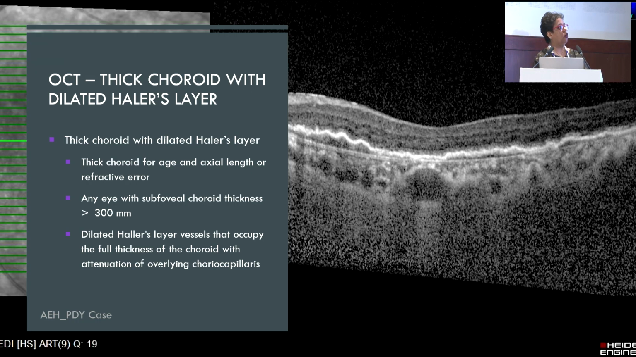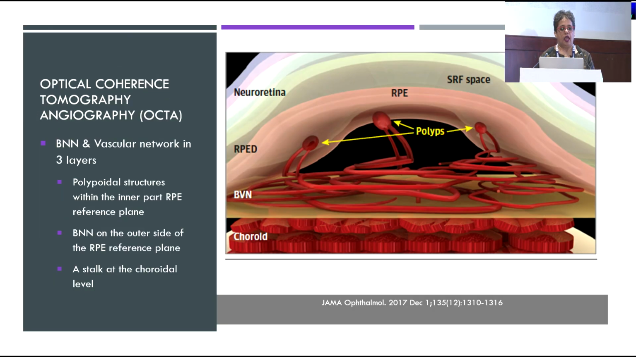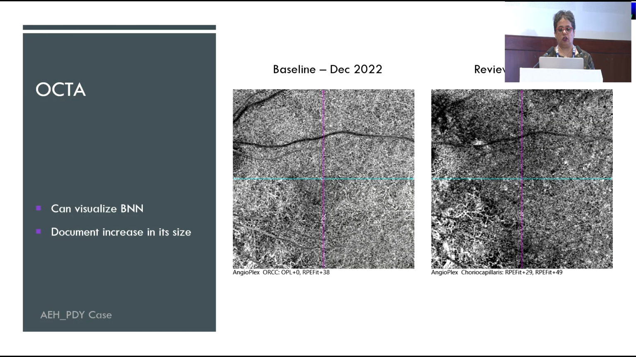And the pachychoroid, which is thicker for age and axial length, with a dilated Haller's layer. And the fluid compartment, so there is definitely more SRF than IRF seen in these patients. On OCT angiography, the polypoidal lesion, the whole lesion, has been described to lie in three layers. They have noted the polyps to be in the sub-RPE space, the BVN on the outer side of the reference plane, and the feeder vessels from the choroid.